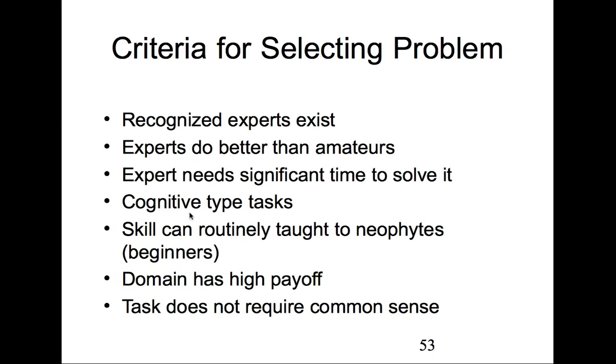So we can have experts that need significant time to solve the problem. If it's a trivial problem, there's absolutely no need to formalize it in an expert system. So we also could have problems of cognitive type tasks, which take cognitive reasoning. We can also have problems of other types of tasks, like, for example, artistic tasks.